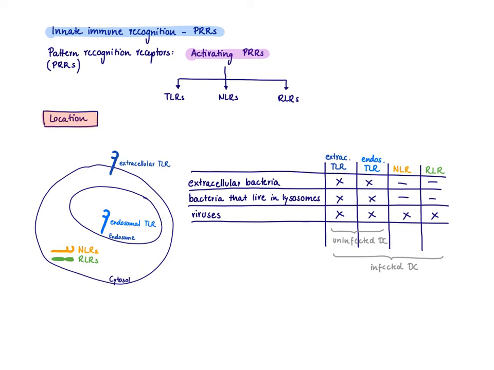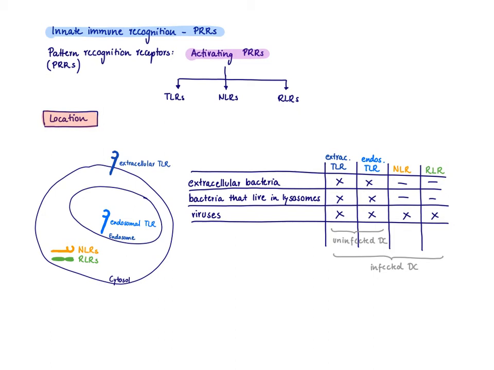Then we have also bacteria that live inside the lysosome. Obviously, first, they are also going to be recognized by the extracellular TLR when they're just floating by, but once they're phagocytosed and show up in the endosome, we're also going to recognize them by endosomal TLRs. And again, they don't normally show up in the cytosol, so no NLR or RLR recognition.